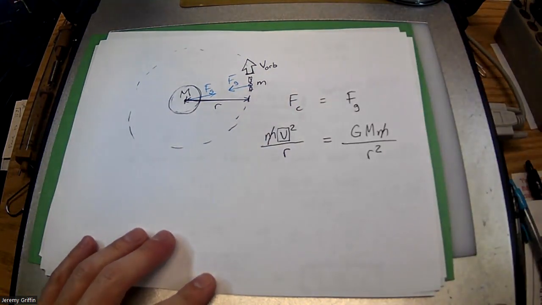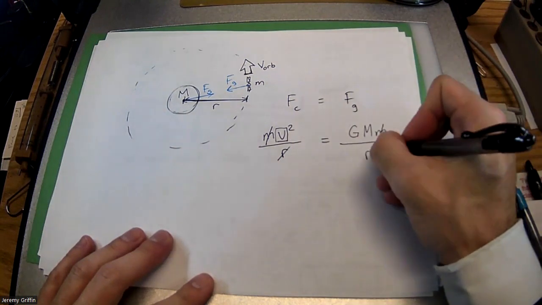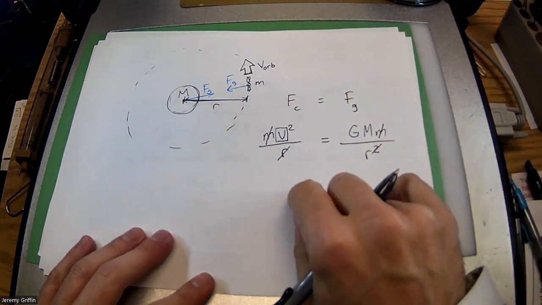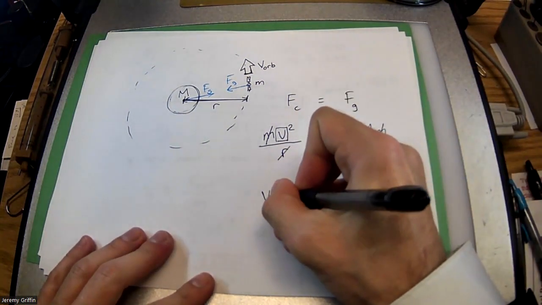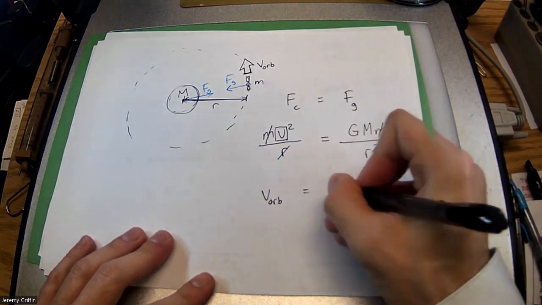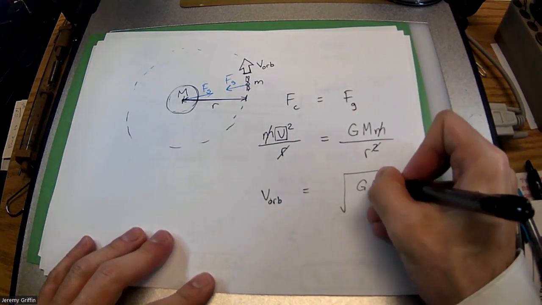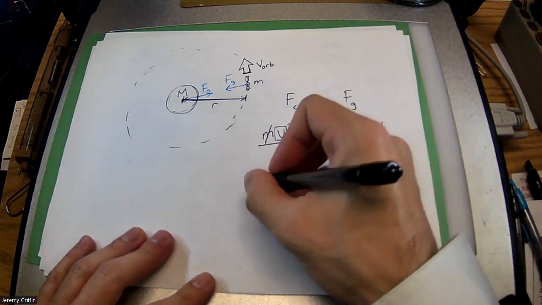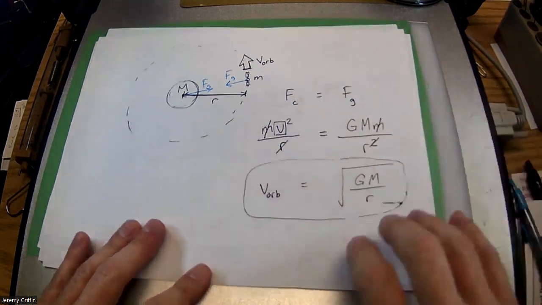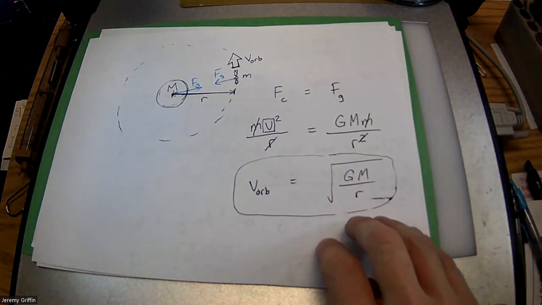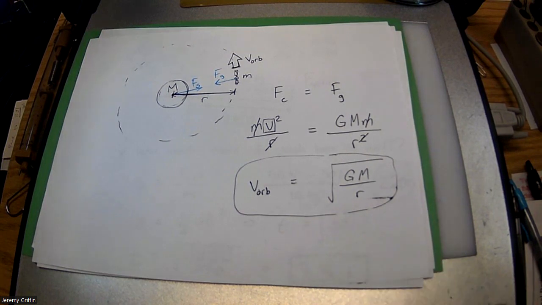We're solving for v, the orbital speed. One of the R's cancels too. I can just square root both sides, couldn't I? That orbital speed is the square root of G M over R. You guys have seen this enough times that you've probably memorized it by now.